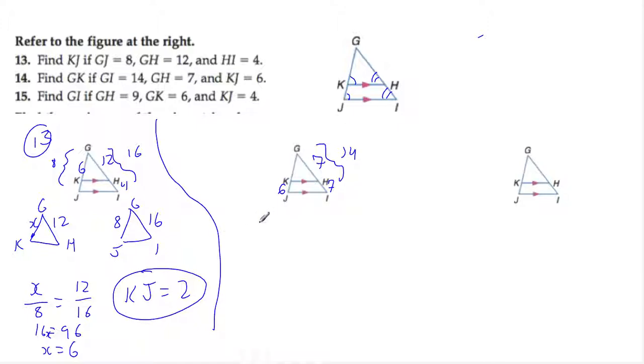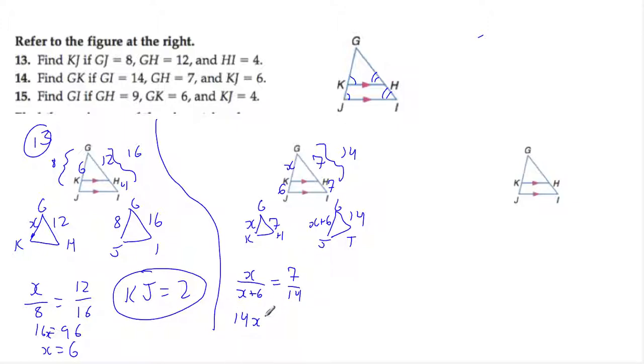So if I, again, want to visualize two different triangles, I can write GKH and GJI. GI, again, is 14. GJ, I'll skip that for now, but GH is going to be 7. And GK is my unknown X. So if GK is X, then GJ is going to be X plus 6. So now the proportion that I can set up is X to X plus 6 equals 7 to 14.